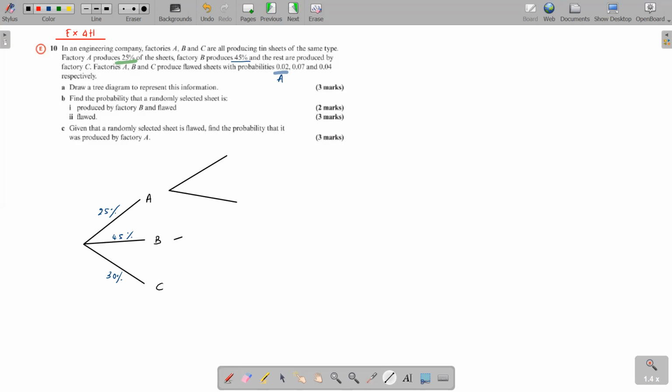Okay, so in a similar way, you can branch out for all 3 of them, for A, B, C, all 3. So this one is flawed, no flaws.